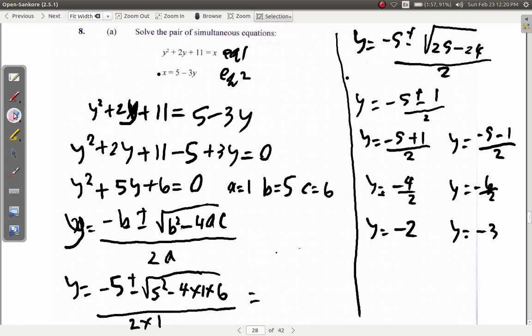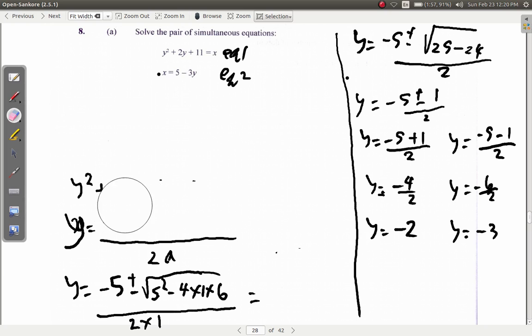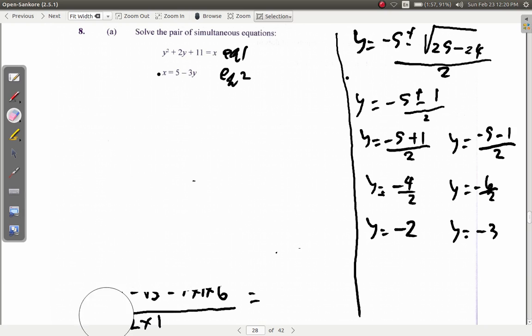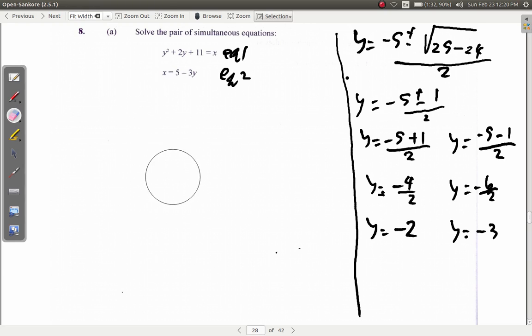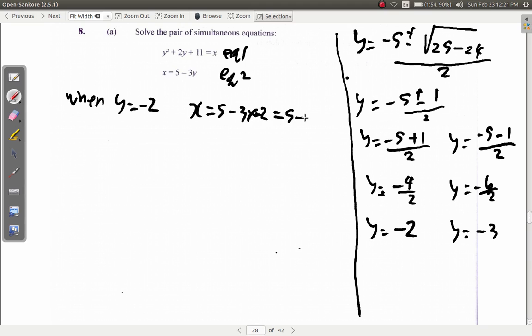I'm going to erase what I have over here to make more space. Now, you have x equals 5 minus 3y. So when y is equal to negative 2, x is equal to 5 minus 3 times negative 2, which is what? 3 times negative 2 is negative 6. So it's 5 minus negative 6, which is 5 plus 6, which is 11.